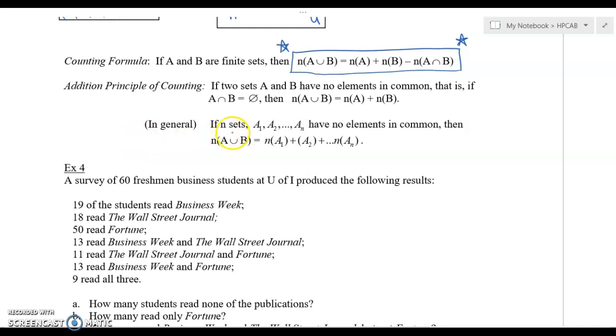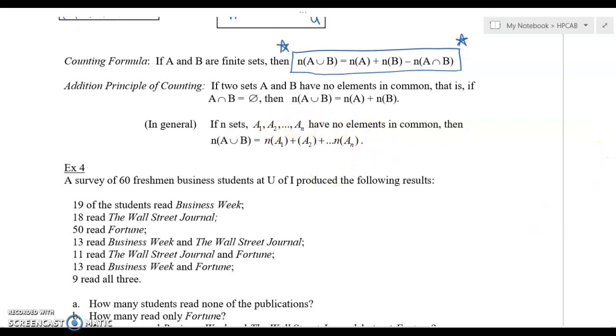In general, if n sets, A1, A2, all the way to An, have no elements in common, then the number of the union will be the number of A1 plus A2 plus, etc., plus the number of An. So if there's no overlaps at all, when you take the union of these sets, you're just finding out how much is in A1, how much is in A2, and adding them all together.